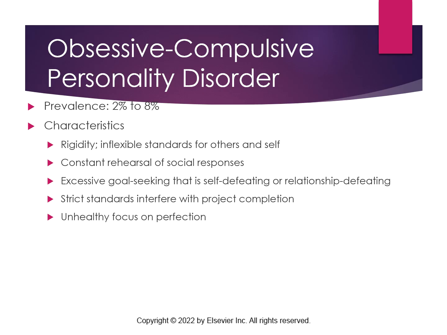For obsessive compulsive personality disorder, the prevalence is 2 to 8% of the general population. The characteristics are rigidity, inflexible standards for others and for self, constant rehearsal of social responses, excessive goal seeking that is self-defeating or relationship-defeating, and strict standards that interfere with project completion. There is also an unhealthy focus on perfection. So they have a very unhealthy focus on the perfection that they desire.